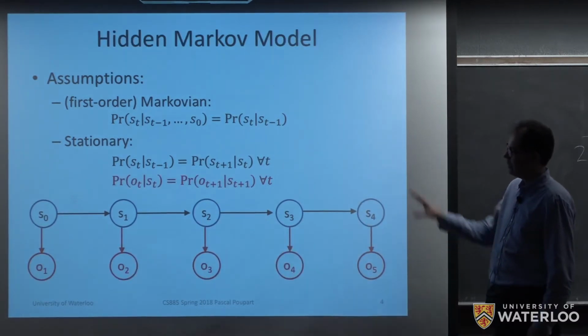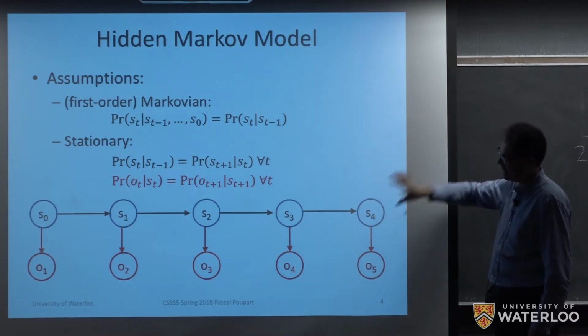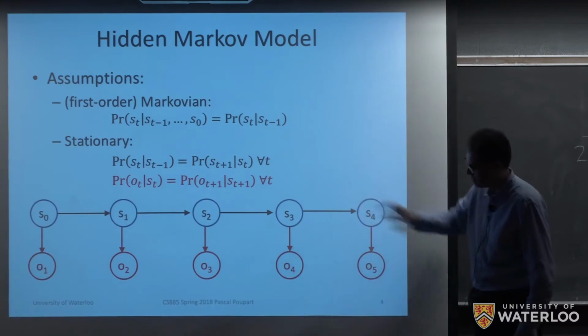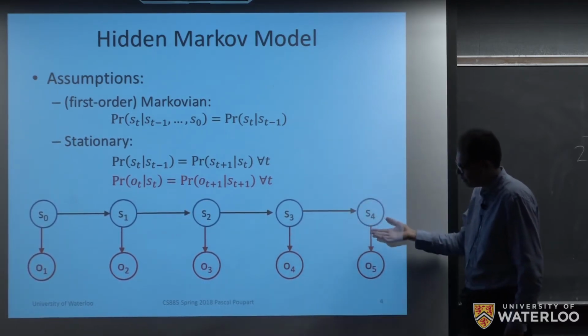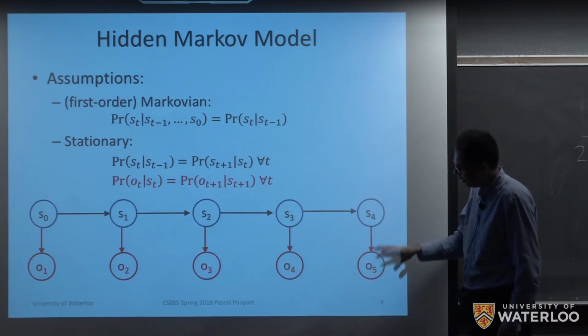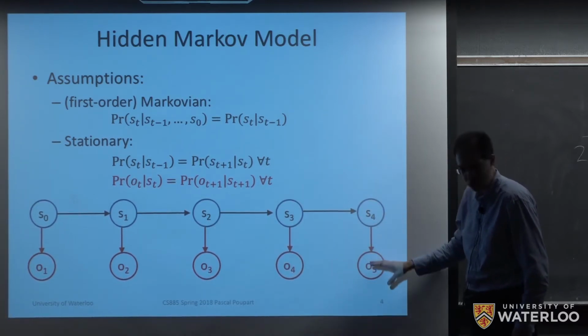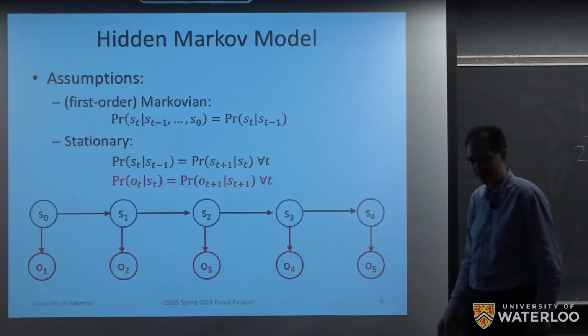Okay, so now let me introduce hidden Markov model, where the idea is that instead of just having a process with some states, because the states might not be directly observable, we're going to create another set of random variables that I'm going to call observations, and these are going to be correlated with the states.